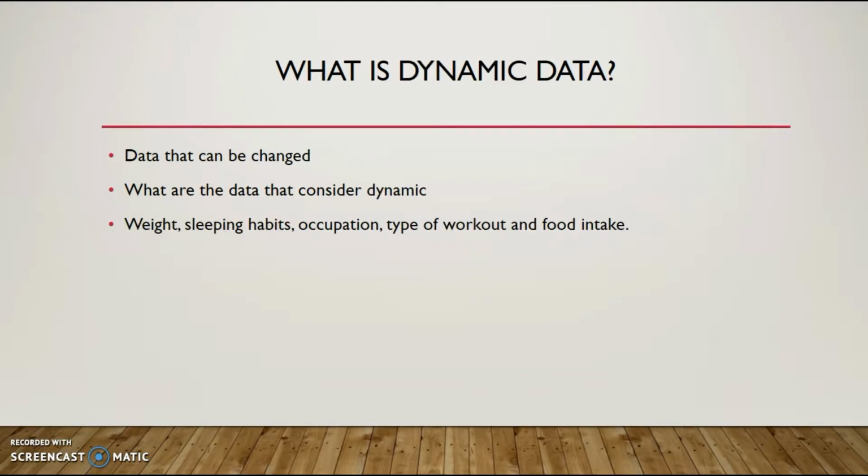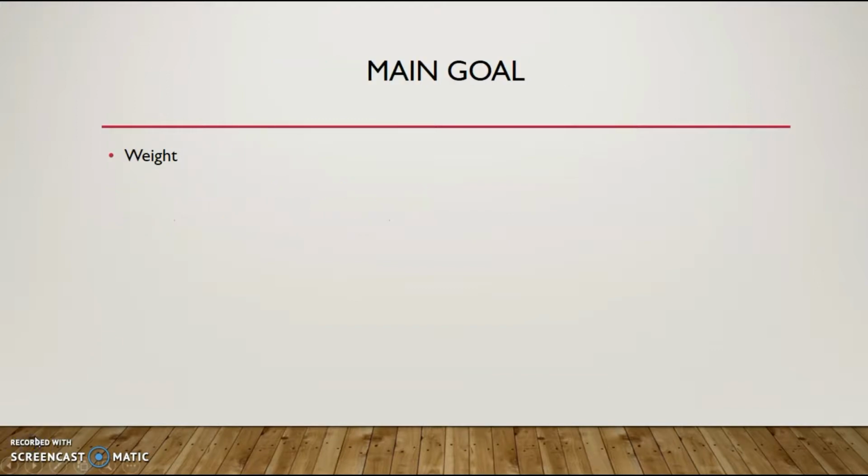Dynamic data is something that can be changed and continually updated. There are currently 5 types of data that can be considered as dynamic data based on the information we have collected from Bono, which are the weight, sleeping habits, occupation, type of workout, and food intake. Weight is the main data or can be considered as Bono's goal. This data will change according to Bono's performance. If Bono were to perform well in the exercise and diet plan, he will have lost weight, else he will gain more or remain at the same weight.